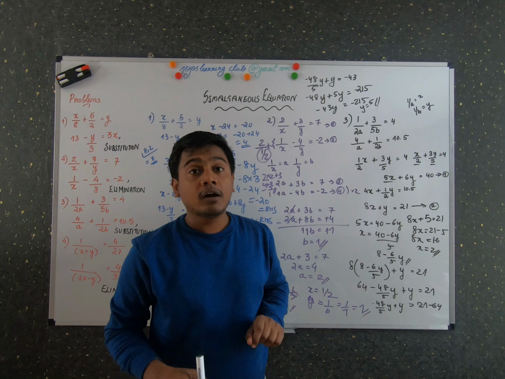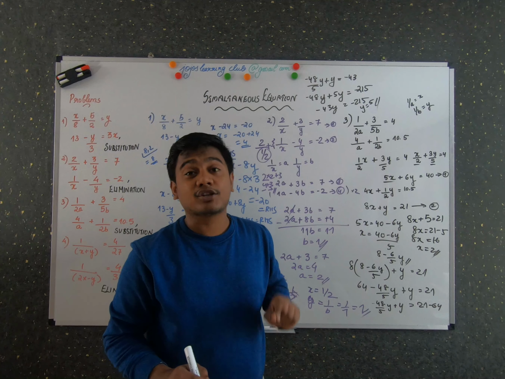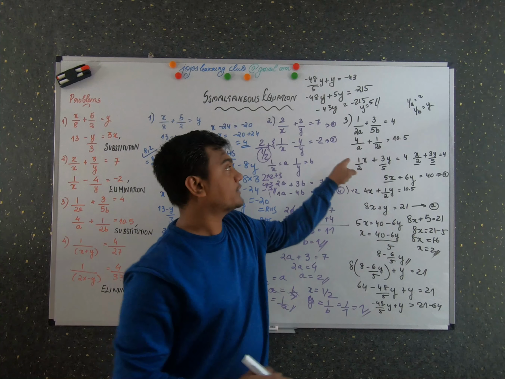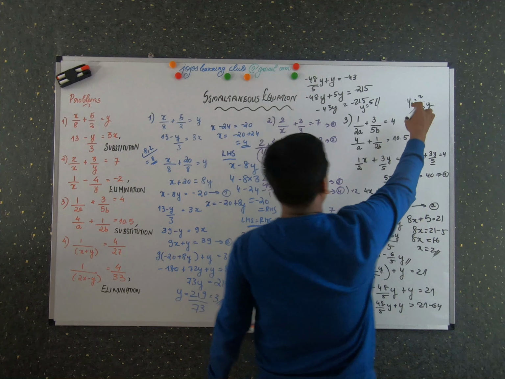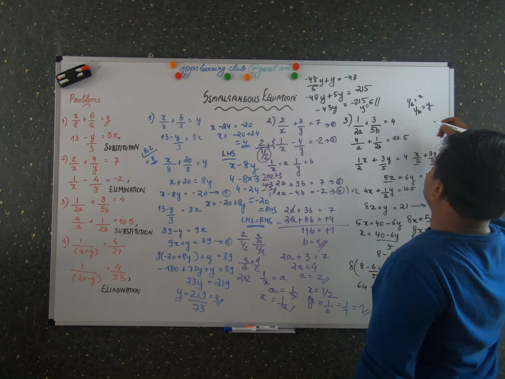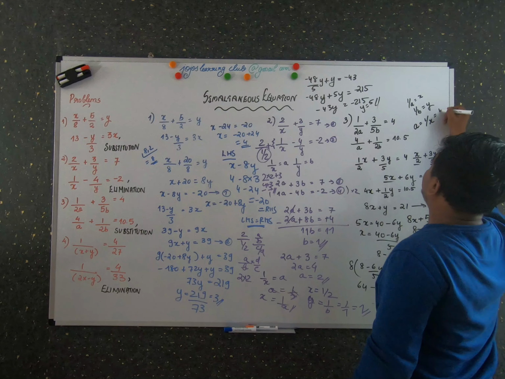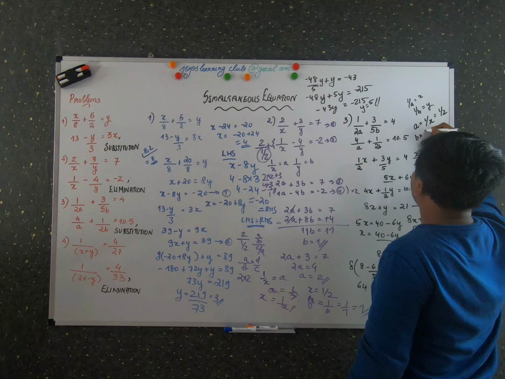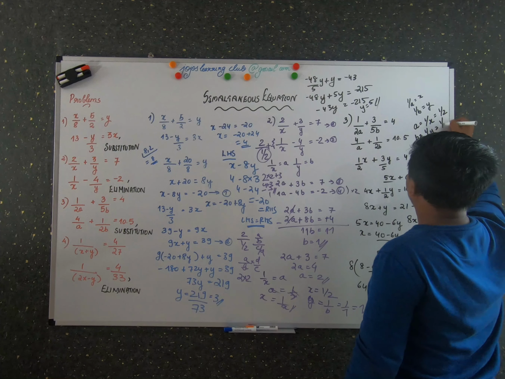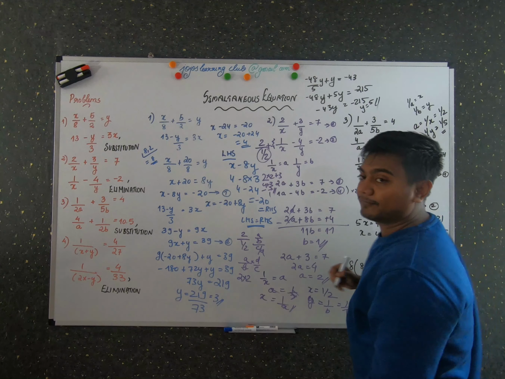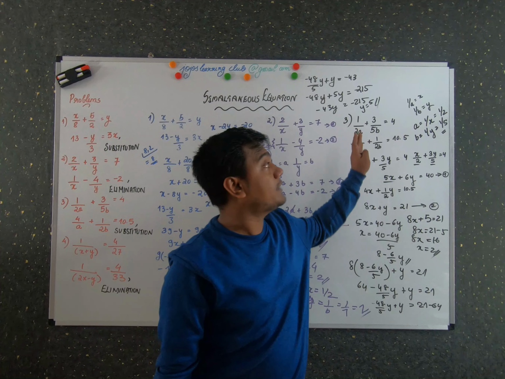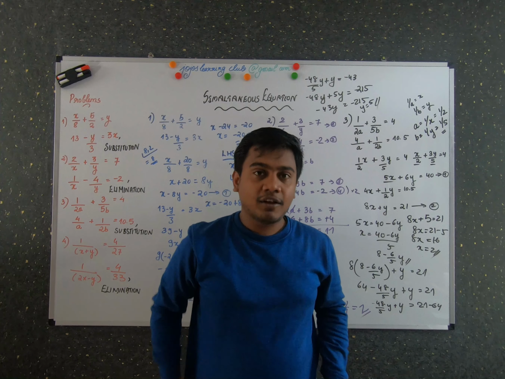Is our answer over? No, because our final answer should be with the values of a and b. So what is the value of a? x is equal to 1 by a. So a is equal to 1 by x. That is 1 by 2. And b is equal to 1 by y. So what is the value of y? 5. So b is 1 by 5. So that is the value of a as 1 by 2 and b is equal to 1 by 5. So that's it.